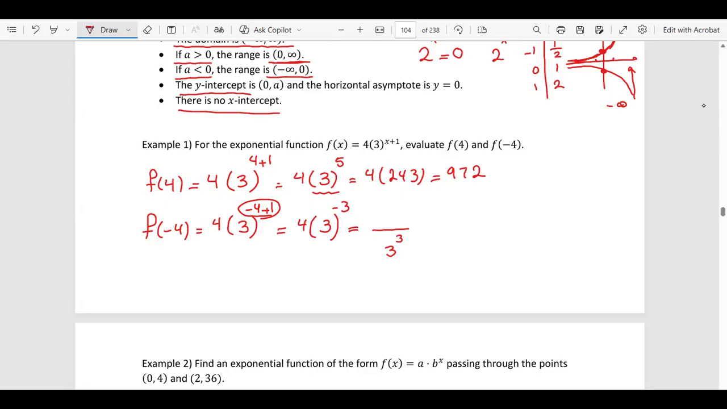Do I have to move 4? No, 4 is a different number. 4 still stays on the top. Only the exponential term must move. Now you need to find 3 to the 3rd power. Multiply 3 by itself 3 times, which is 27. And that is the final answer. So every time they ask you to evaluate, that means whatever number you see inside the parentheses must be replaced for x.